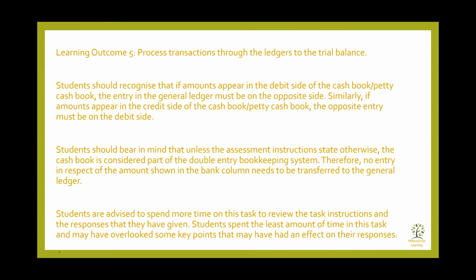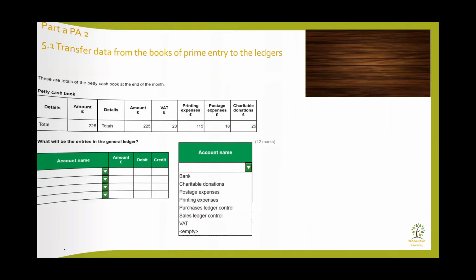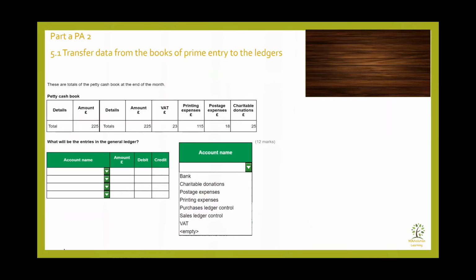So when you're preparing for this task, take note of what the examiner is saying, especially making sure you are reading the instructions. You understand whether the cash book or the petty cash book is part of the double entry bookkeeping system or not, and making sure that if we are debiting the cash book or petty cash, we're going to credit somewhere else, and likewise if we're crediting the cash book or petty cash book, therefore we need to debit the other accounts. So let's take a look at Practice Assessment 2 then for Task 7.